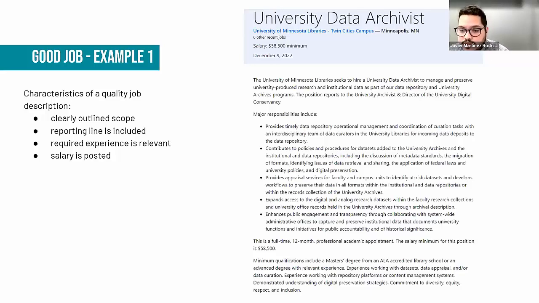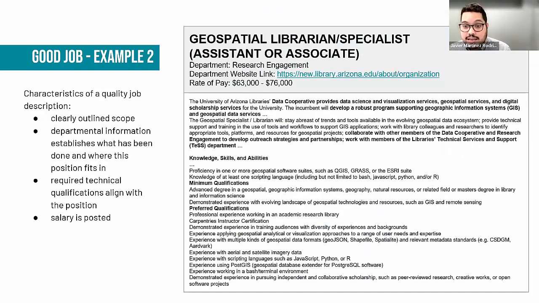This also includes the reporting line, establishing that the position reports to the university archivist, which makes sense, and the director of the University Digital Conservancy. That also makes sense. It also includes required experience that is relevant to the position, and the salary is posted for the job, which makes it a little bit more competitive for applicants. As for a second good job example, again, you can see this is another one, there's a clearly outlined scope.